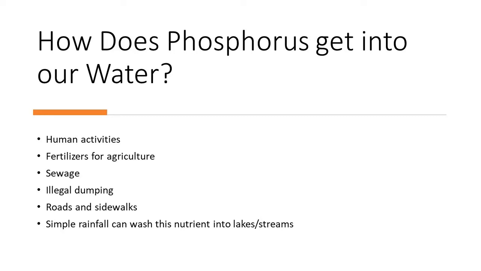Illegal dumping as well. If plants, factories, or farms are dumping things in places they're not supposed to, that adds to it. Urbanization also causes more pollution, even just in the aspect of having more roads and sidewalks. That's more flat surfaces for the water to run on, and the water isn't being absorbed as it could be on regular ground. So a simple rainfall can wash nutrients into lakes and streams.